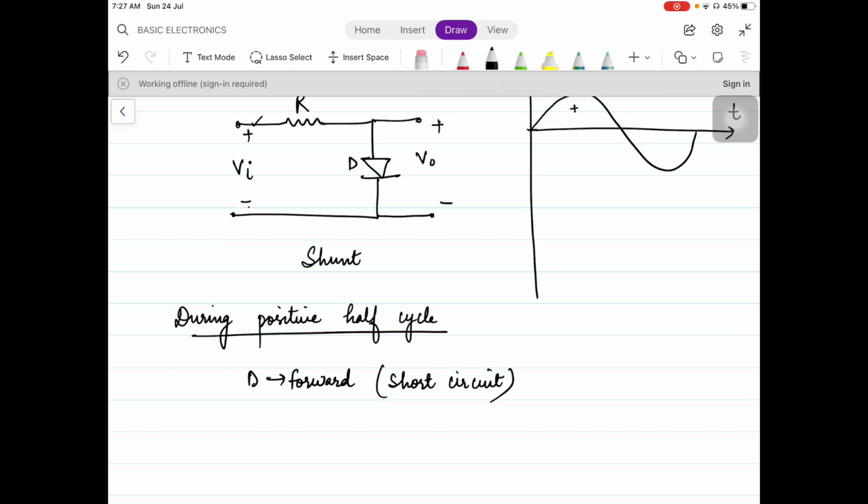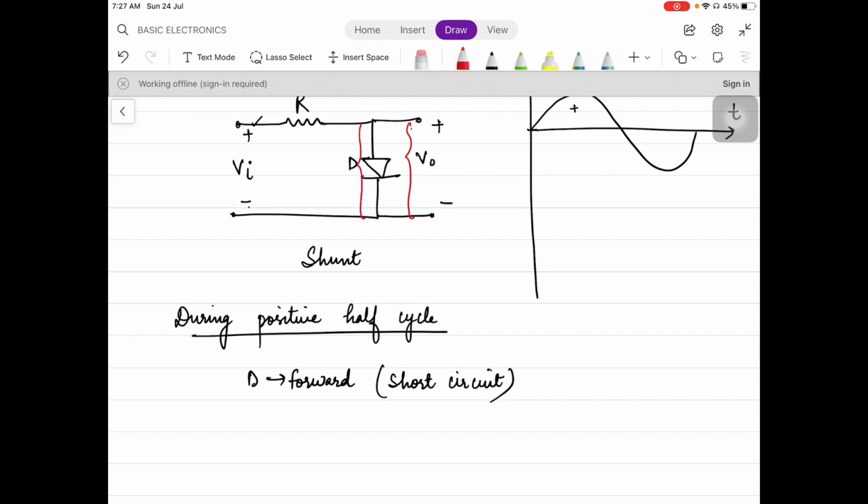And now our objective is to calculate V naught. So V naught, just pay attention. Just keep your eyes on V naught. What is V naught? V naught is between these two terminals, all right? And between these two terminals is connected a simple wire.